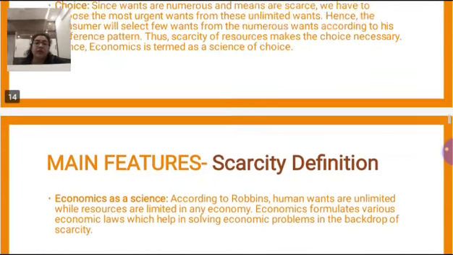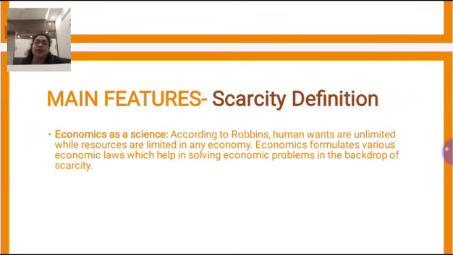Okay, we have one more feature, which is that economics is considered a science. Now why are we considering economics a science? Because like in science, we have many theories and many laws to explain a lot of things, a lot of concepts. The same happens in economics also. We have different theories and different laws to help us solve various economic problems. That is why we say economics is a science.